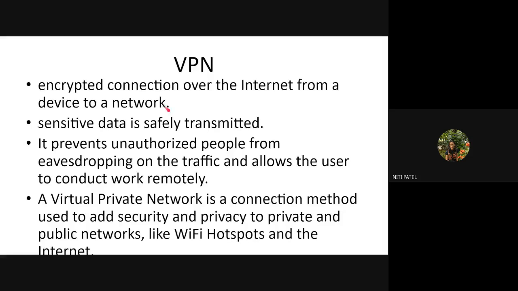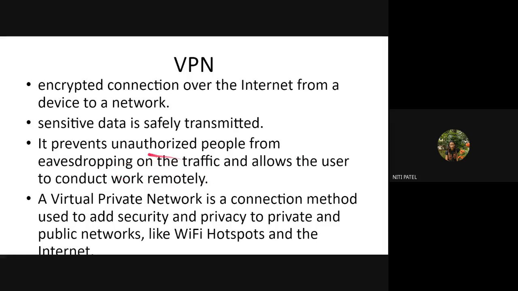For whatever devices are on the network, all those devices will have a connection which is encrypted. That means it would be encrypted by using some algorithms, and that encryption will be so strong that even if any attacker attacks it, they will never be able to retrieve the original data. So we say that sensitive data which is transmitted between the two devices is safely transmitted, because it is an encrypted connection. It prevents unauthorized people from eavesdropping on the traffic and allows a user to work remotely.